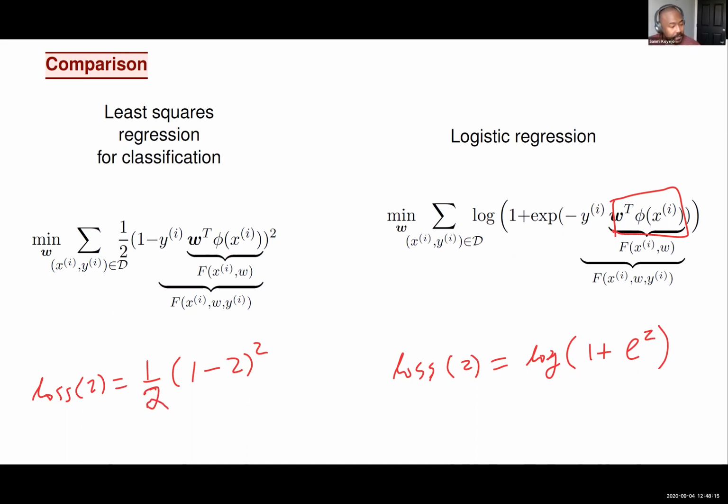Okay. So I apologize. There should be a 2 and that should be z. Okay, that's a bit clearer.